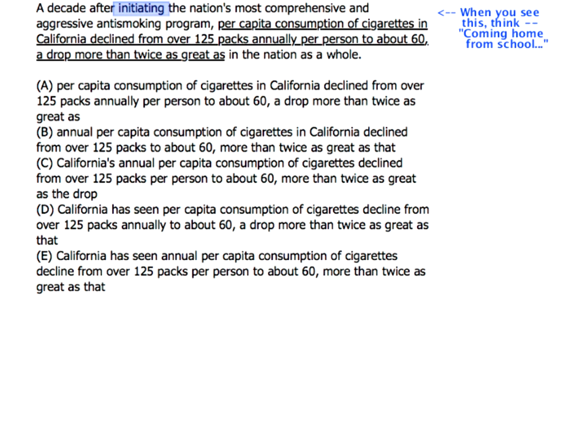So in this case, instead of coming home from school, it's a decade after initiating this program. Even if you have stuff like "a decade after," that doesn't really change anything about the nature of the modifier. Because if I said "while coming home from school" or "after coming home from school," those would still need to have the right person after them just as much as this one would. So the question boils down to who, or what, initiated the nation's most comprehensive anti-smoking program. So what's the answer to that? What needs to come after this?